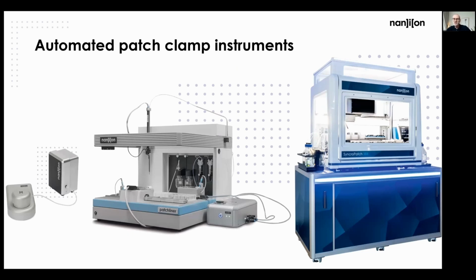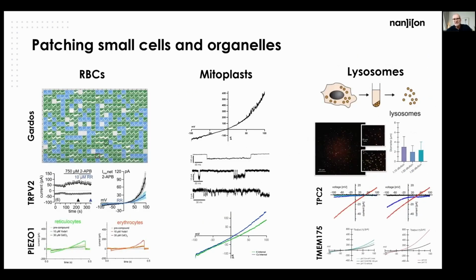They have different throughput, from low throughput to the very high throughput. And of course, when we think about automated patch clamp, one of the first advantages that comes to mind is high throughput. And it's normal because these instruments are designed to help you obtain data more easily and rapidly than you can do with manual patch clamp, for example. But throughput is not the only advantage of this system. There are others, and one of them is that these systems can make it much easier for you to patch small cells and organelles, for example.